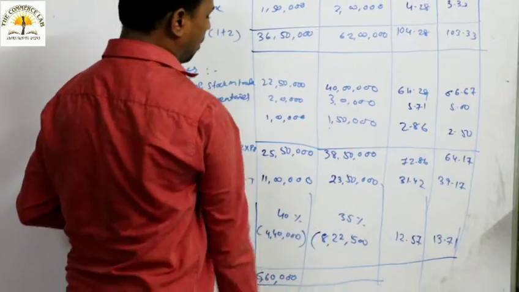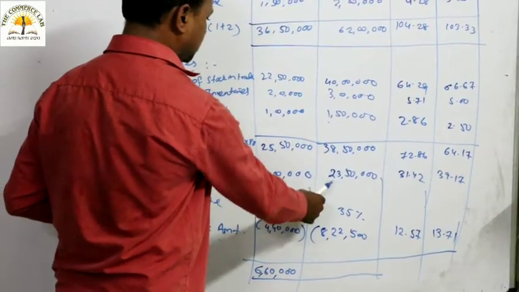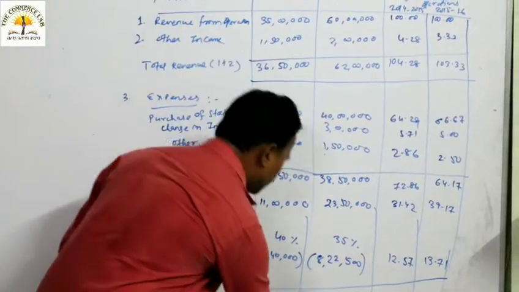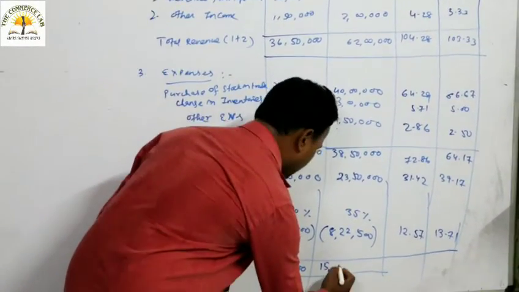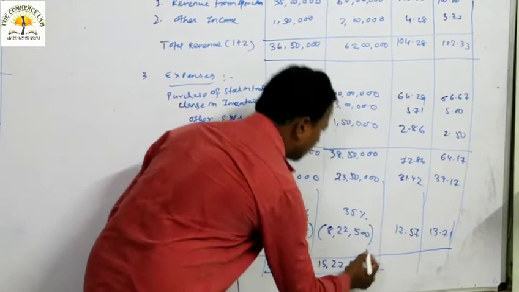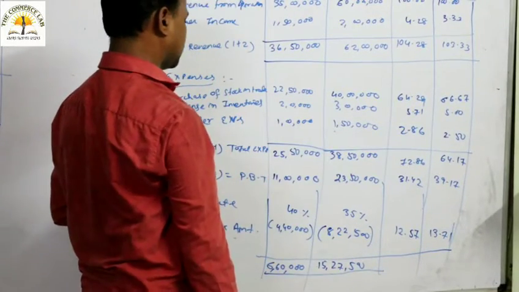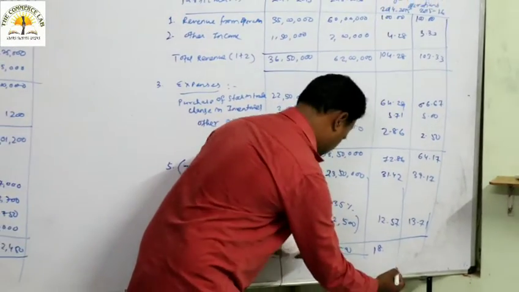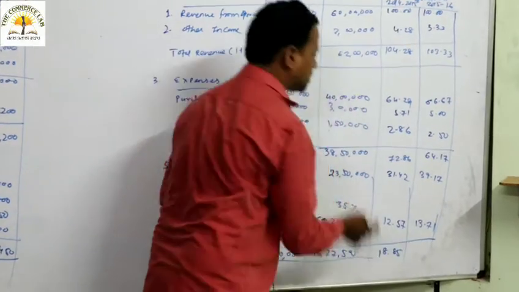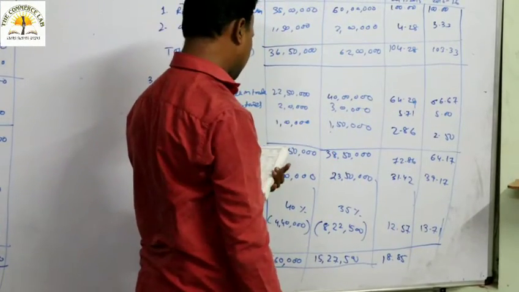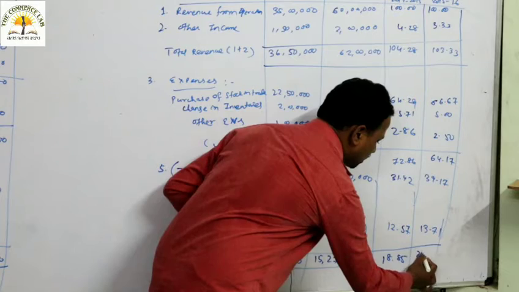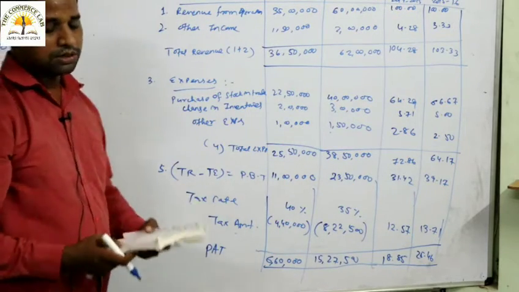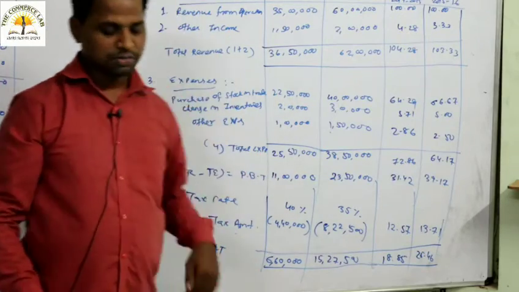Then 15-16, how you are calculating? The profit before tax is 23,50,000 and the tax amount is 8,22,500. If you deduct, then how much you are getting? 15,27,500. Similarly, the percentage you have to deduct. Okay, the percentage 31.42 minus this one, so 18.85. Similarly, last column also 39.17 minus 13.71. So how much you are getting? 25.46.